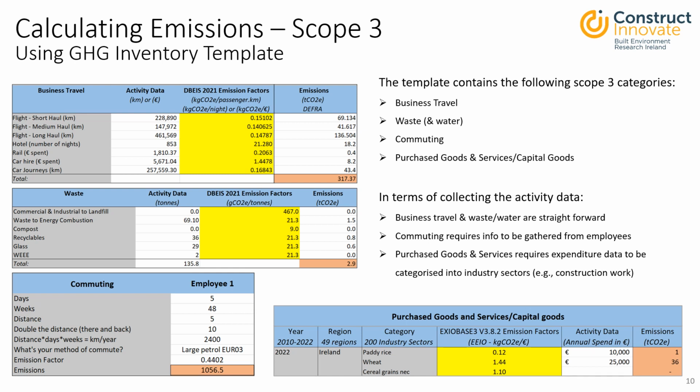The University of Galway greenhouse gas inventory template uses the EXIOBASE 3 emissions factors to convert the euro spend in each category into associated emissions.